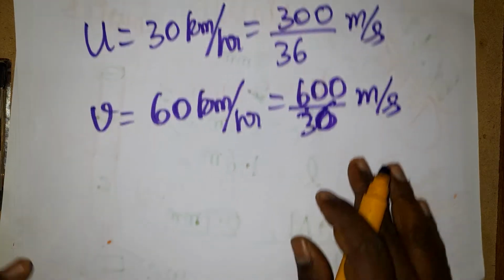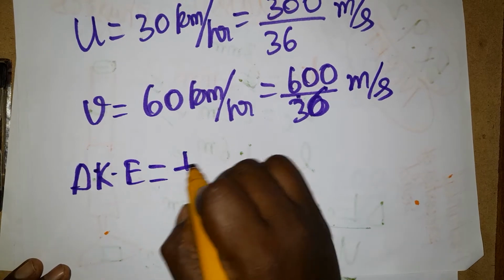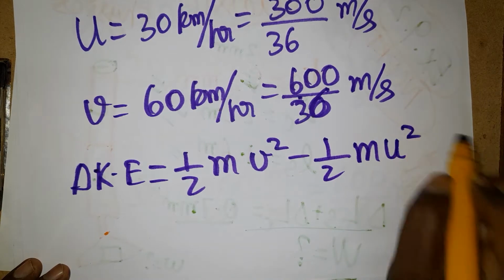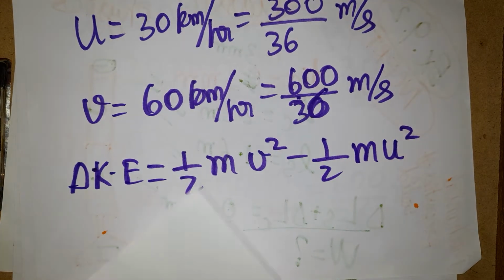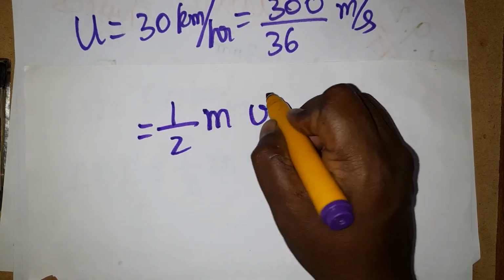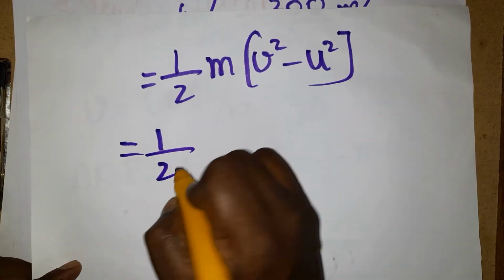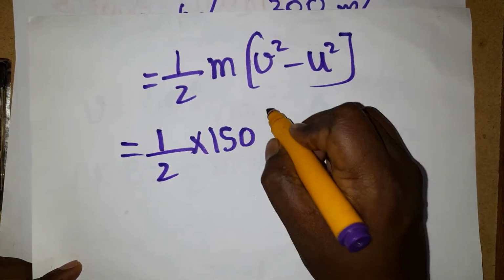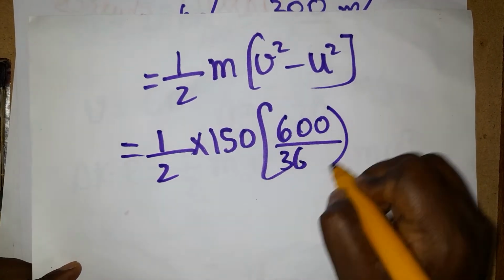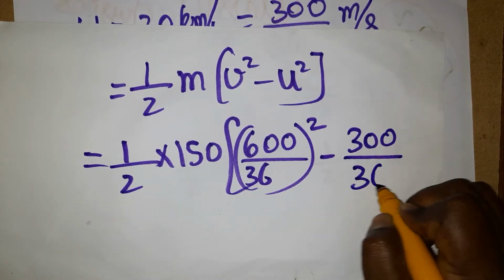Now the change in kinetic energy. What is the change in kinetic energy formula? Half m v square minus half m u square. Now the next step, substitution. Half m you can take common outside: half times m times v square minus u square. This is the formula. What is m? 1500, already I told you, which is given in the question. What is v? 600 divided by 36, whole square, minus 300 divided by 36, whole square.